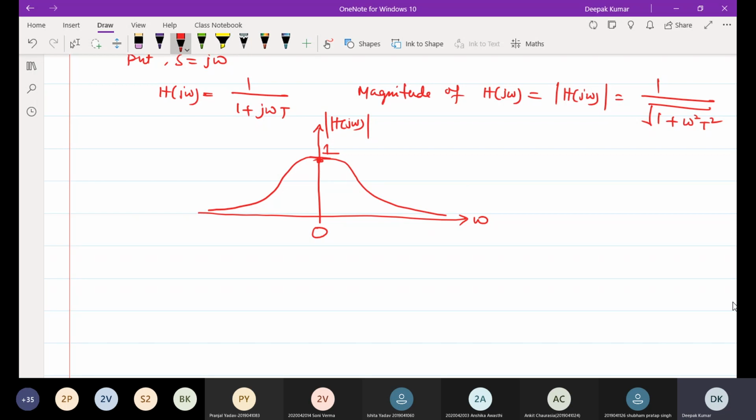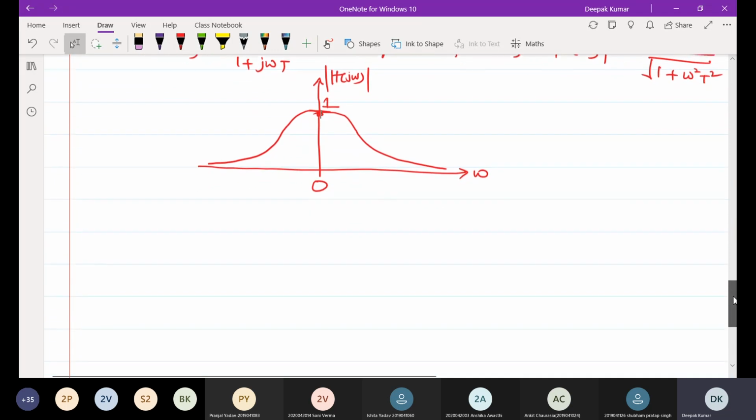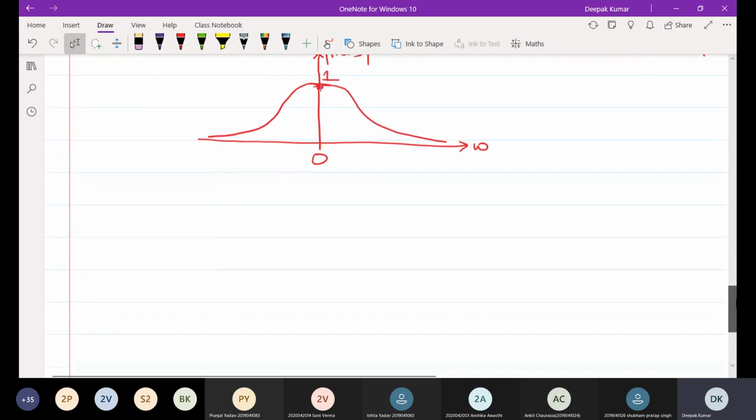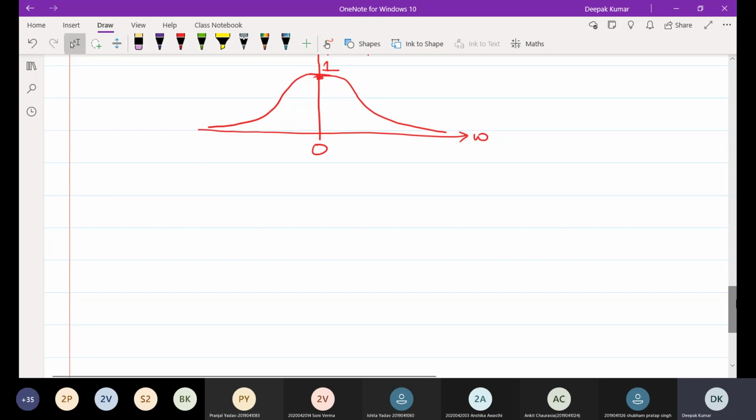You can verify this graph by using MATLAB plot, if you know MATLAB software, otherwise it is not so simple to plot. But you can calculate by putting values of omega from 1 to infinity, and that is another method to plot.